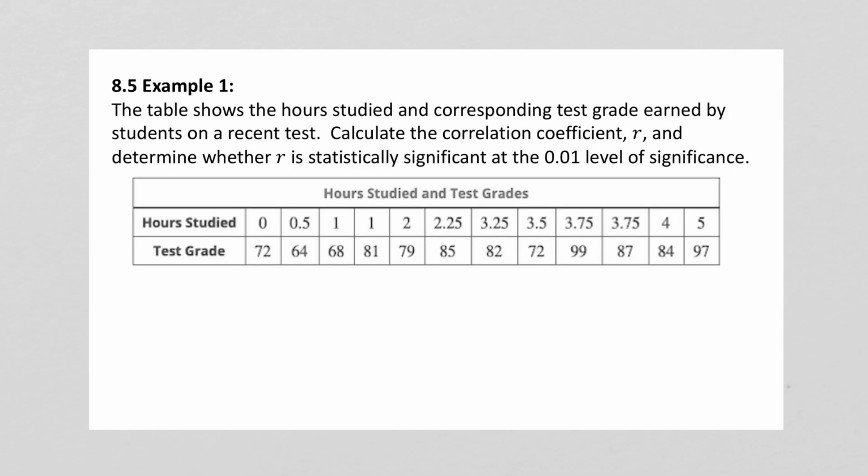One more section of statistics, 8.5, or section 5. We're looking at line of best fit. It says the table shows the hours studied and corresponding test grade earned by students on a recent test. Calculate the correlation coefficient R and determine whether R is statistically significant at the 0.1 level of significance.